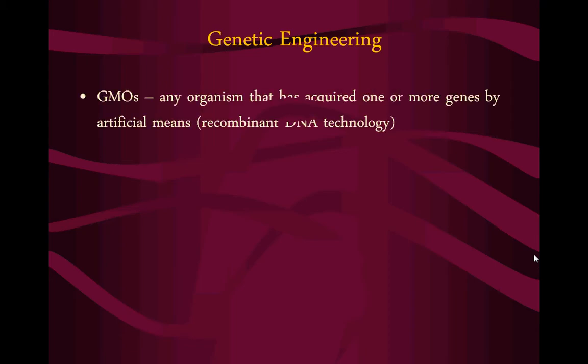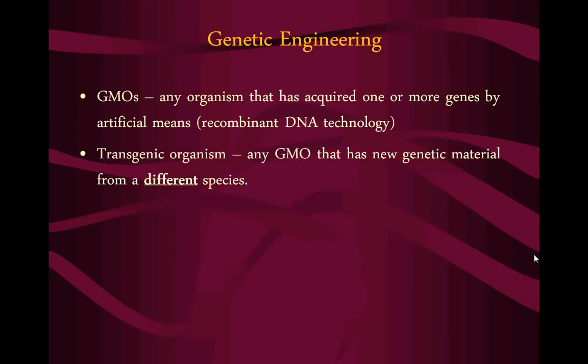And as I mentioned, if you are an organism that gets a gene put in you that's not initially your own gene, so it's an artificial gene, that's called a GMO, genetically modified organism. And I'm going to show you a picture in a second. Any genetically modified organism that has DNA put into it from a different species, like a bacteria having a human gene put in, we call that transgenic. Transgenic means the genes are going across organisms.